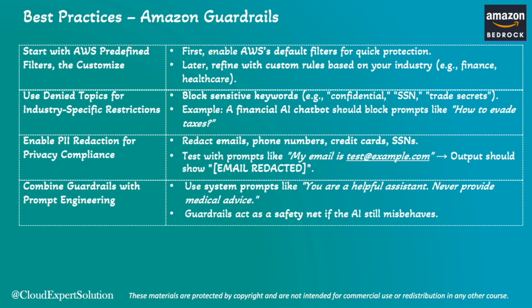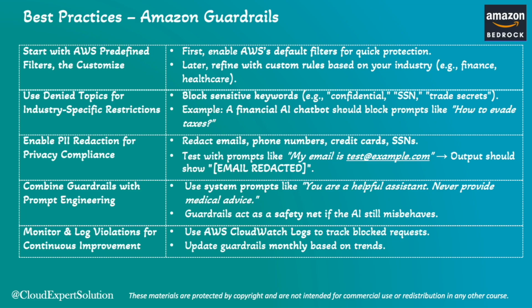You can also combine guardrails with prompt engineering. And why should you do that? Because guardrails block harmful content, but good prompts guide AI behavior. That is why you should use system prompts like, you are a helpful assistant, never provide medical advice. And here the guardrail acts as a safety net if the AI still misbehaves.